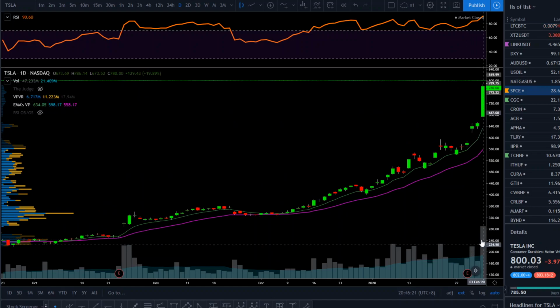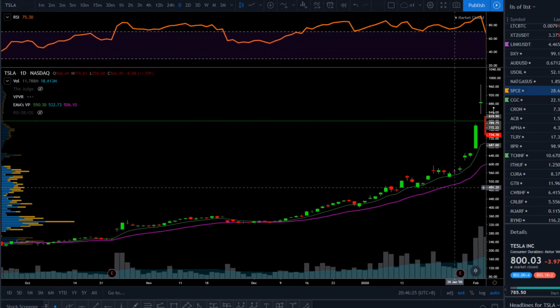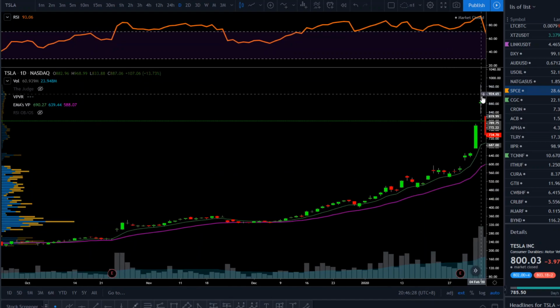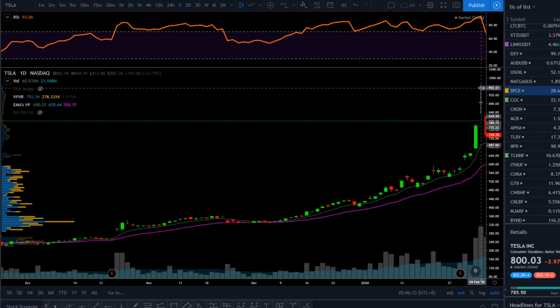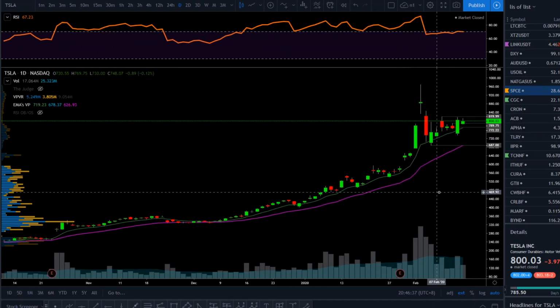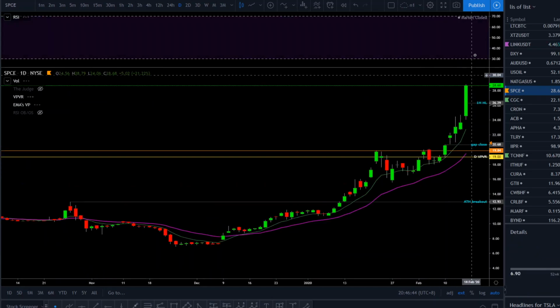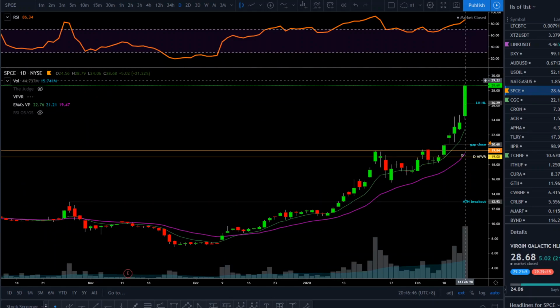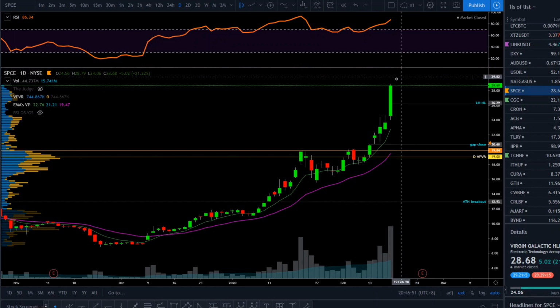Boom, huge volume, closes at the high of the day, and then a huge reversal candle here. But how much have you gained? You gain like 25%. So you can have a huge gain. So that's what we want to happen in Space. Next week on Monday we want to open up above 30s and possibly then do a reversal, doing a climax top.